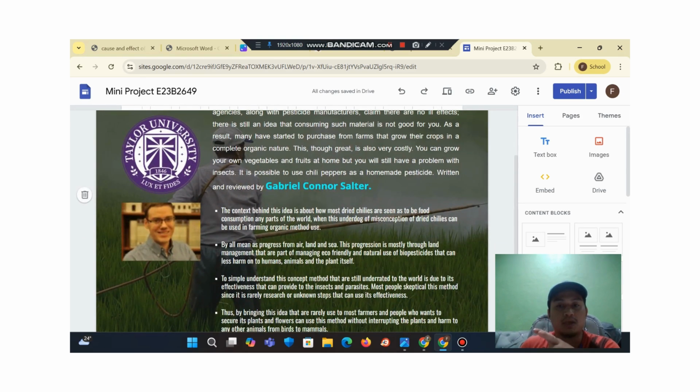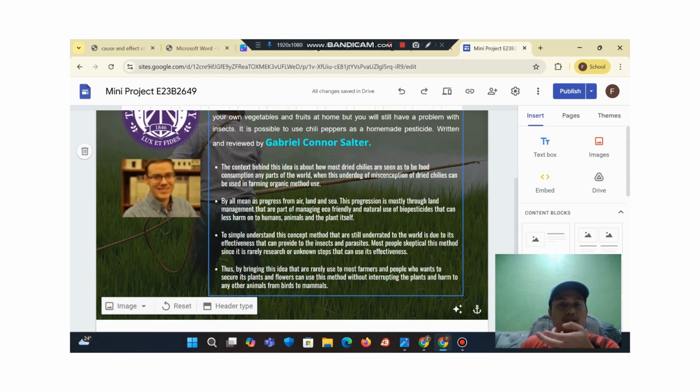Despite most people not having knowledge or understanding of the benefits of pesticides, or as I should call it, organic pesticide, the context behind this idea is how it is seen as food consumption, but instead can be used as an organic farming method. By all means, from air, land to sea, these are mostly through management of eco-friendly and natural use of biopesticides that cause less harm to humans, animals, and plants.